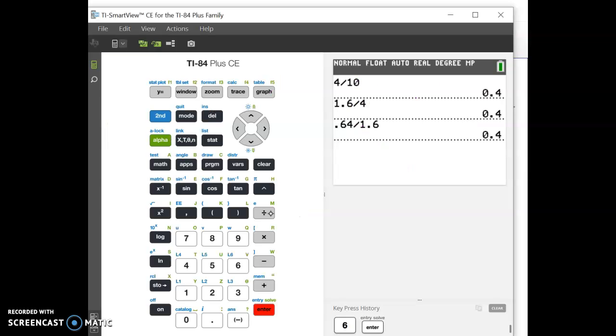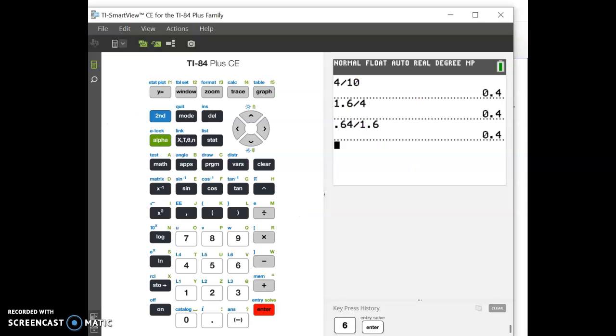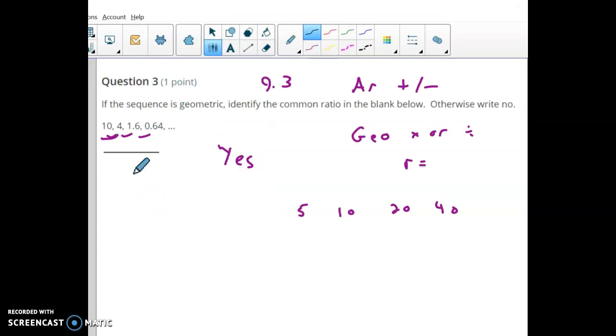So I did that on my calculator, dividing two consecutive terms, but make sure that you divide them in this order: 4 divided by 10, 1.6 divided by 4. I think that's kind of confusing. You have to make sure you divide them in that order, kind of the reverse order. And that tells you that it is geometric, because all those are the same. R is always the same.